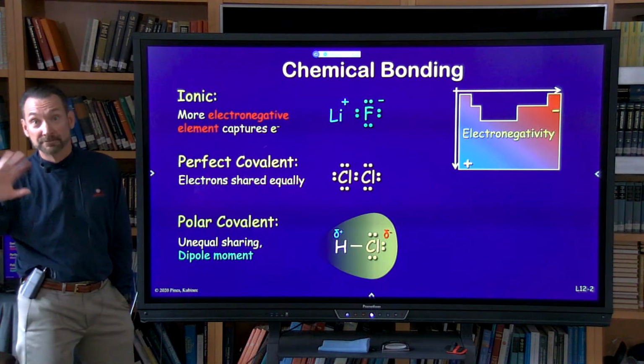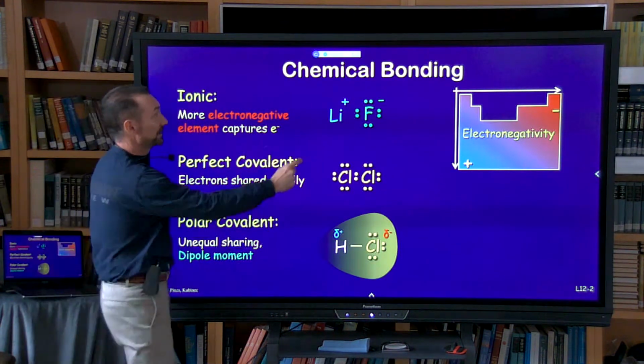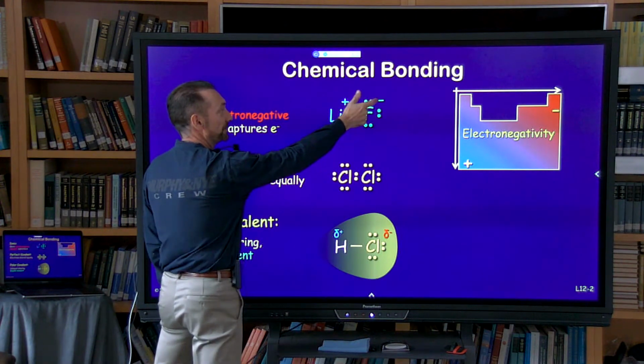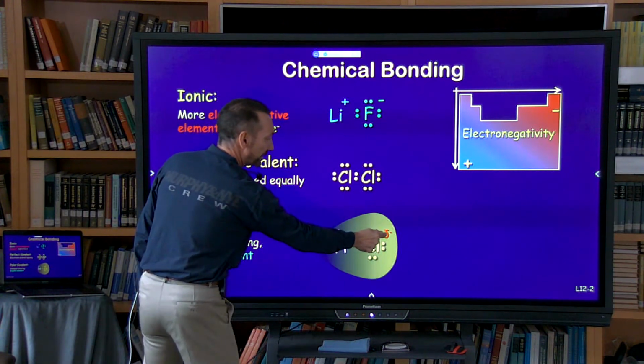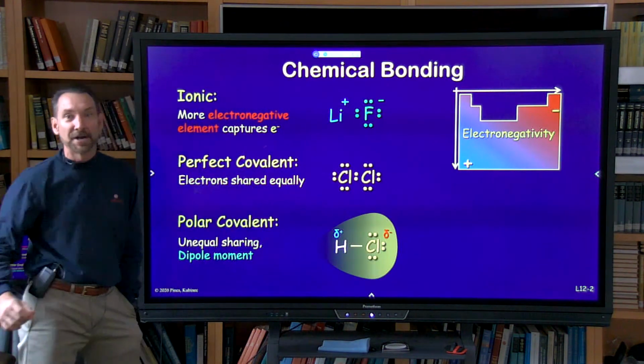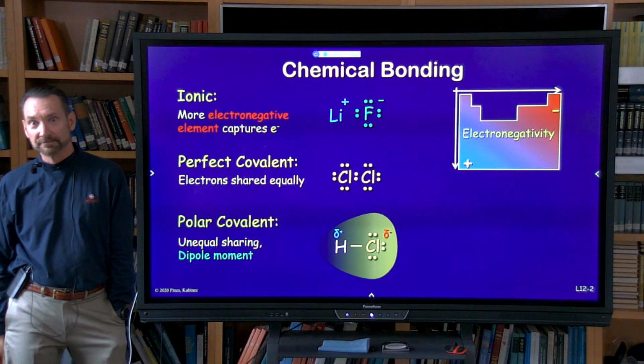Nowhere near full plus and full minus, because that would be ionic. So there are no deltas here. This is full plus and full minus. Here, just a little negative character on that side of the bond and a little positive character on that side of the bond.